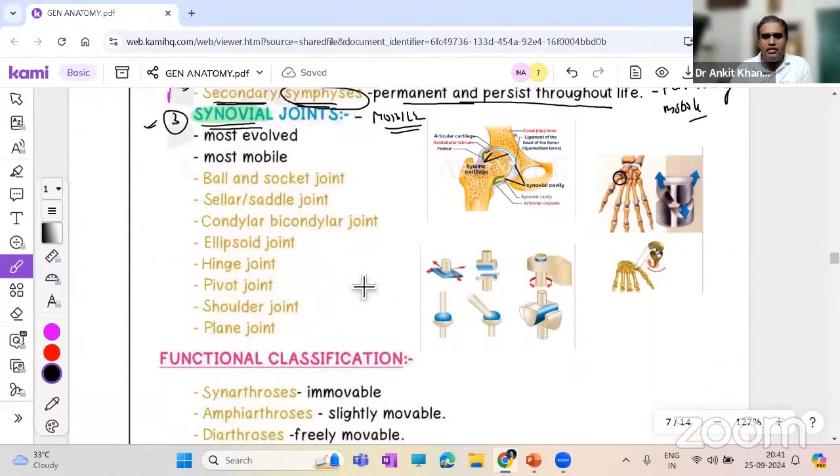Okay, now these are all the various types of the synovial joints, depending on the shape of the bones. They are ball and socket. I will tell you its classification separately. Then there's saddle, bicondyle, ellipsoid, hinge, pivot, shoulder, and plane. Fine. I'll show you how to remember this, right?